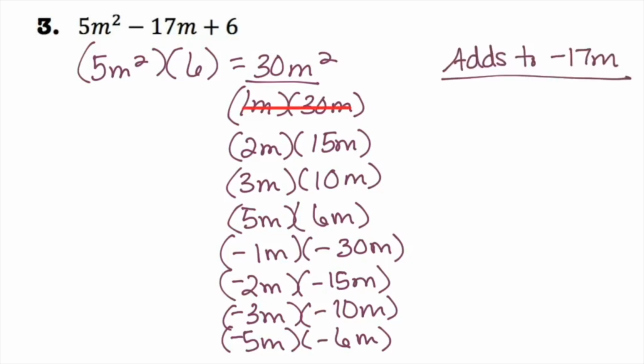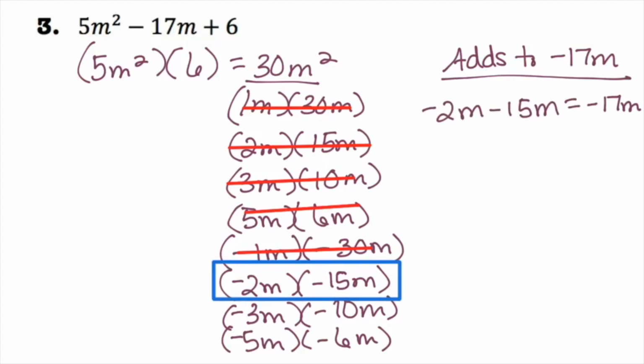So 1 plus 30 is 31. That doesn't work. 2 plus 15 is 17, which is close, but we're looking for negative 17. 3 plus 10 is 13. That doesn't work. 5 plus 6 is 11. Negative 1 minus 30 would be negative 31. Nope. Negative 2 minus 15 is our negative 17. So there's our 2. Negative 2m minus 15m equals negative 17m. So now we're going to rewrite it with negative 2m minus 15m in the middle.